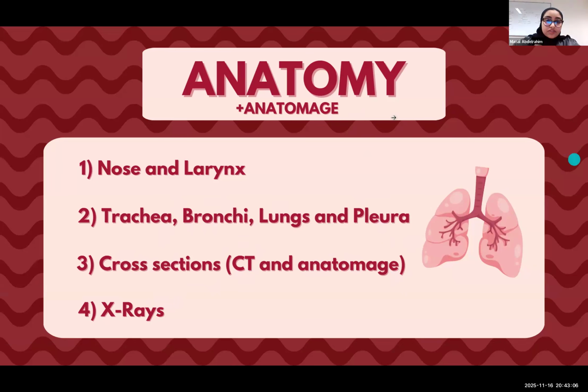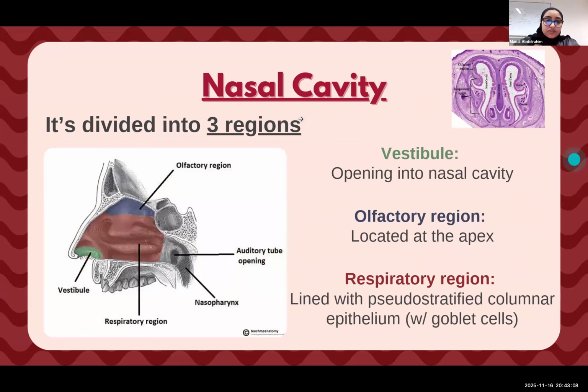Let's start with the nasal section, the nasal cavity. Remember this histo cross section because we'll go to it again later on. The nasal cavity is divided into three main regions. We have this part, which is the vestibule. It's basically the opening into the nasal cavity. We have the olfactory region here, which is located at the apex of the nasal cavity, and this respiratory region.